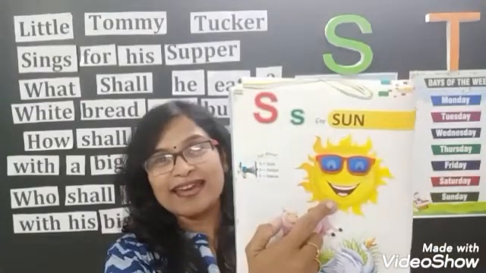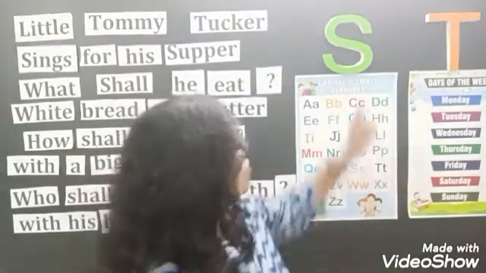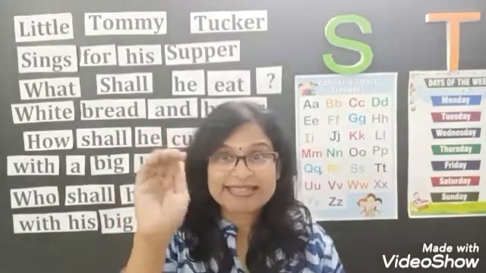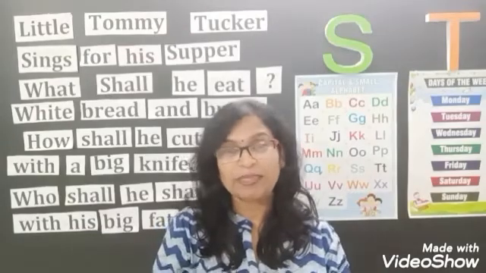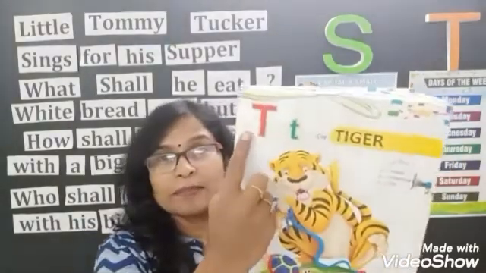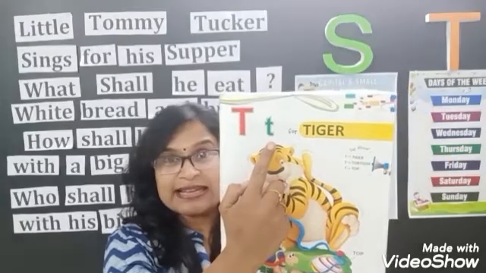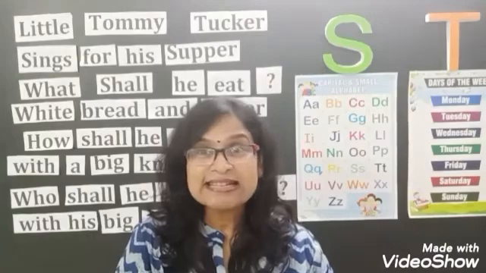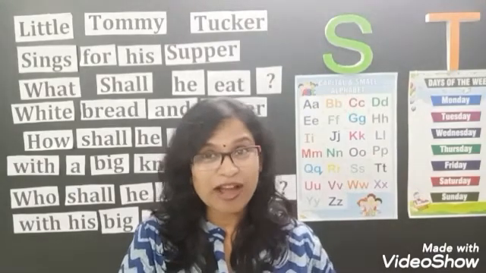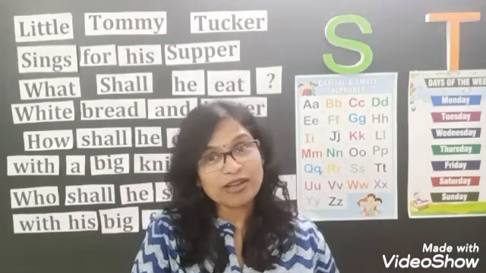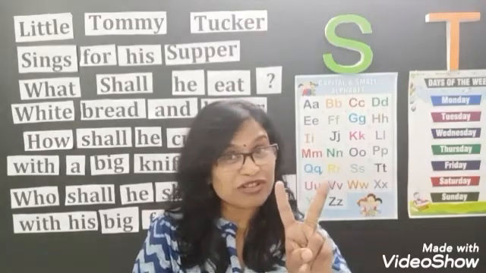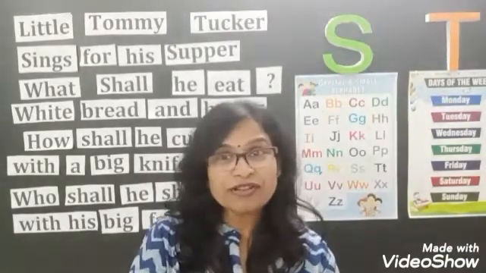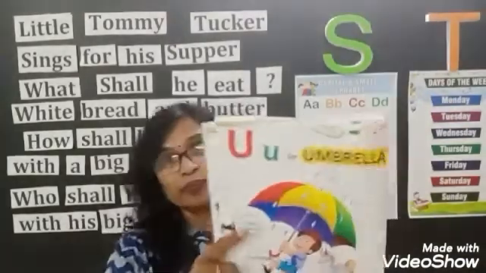S for sun. Today we are going to learn how to write letter S. The sound of letter S is S. Then capital T and small t. T for tiger. The sound of letter T is T, T, T. Okay, we are going to learn the sound and we are going to learn to write also two letters. Which are those two letters? S and letter T. After T comes letter U.